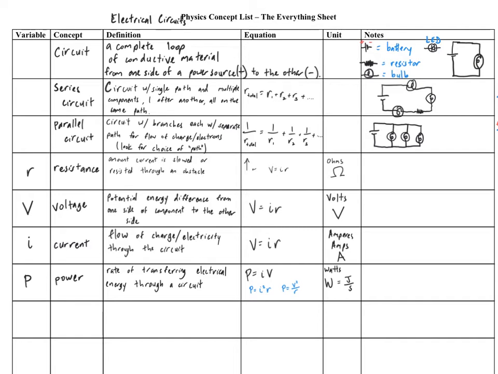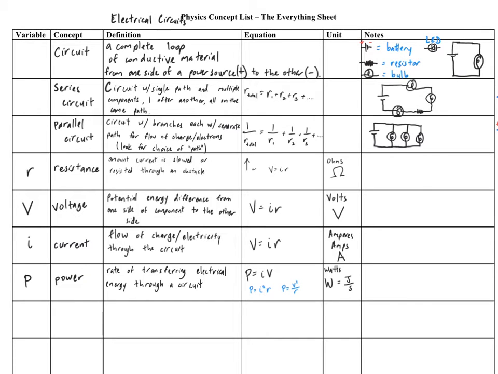Welcome to Electrical Circuits. We're going to add 7 items to our Physics Everything sheet today. Last week, we talked a little bit about static electricity, and static electricity is when charges are sitting still in an electrical field. Today, we're going to talk about electrical circuits, which is when charges are moving in a complete loop. And electrical circuits is what makes up most of our electronics.